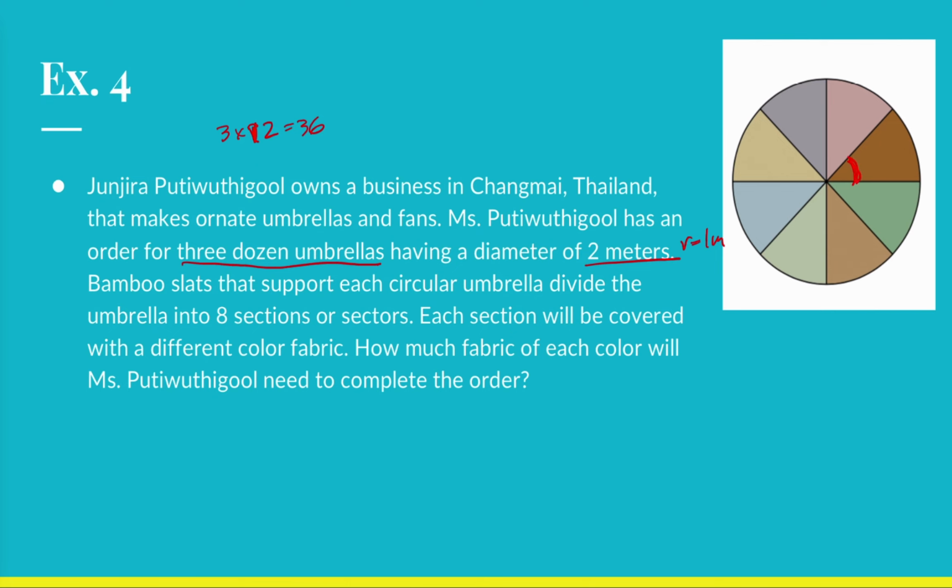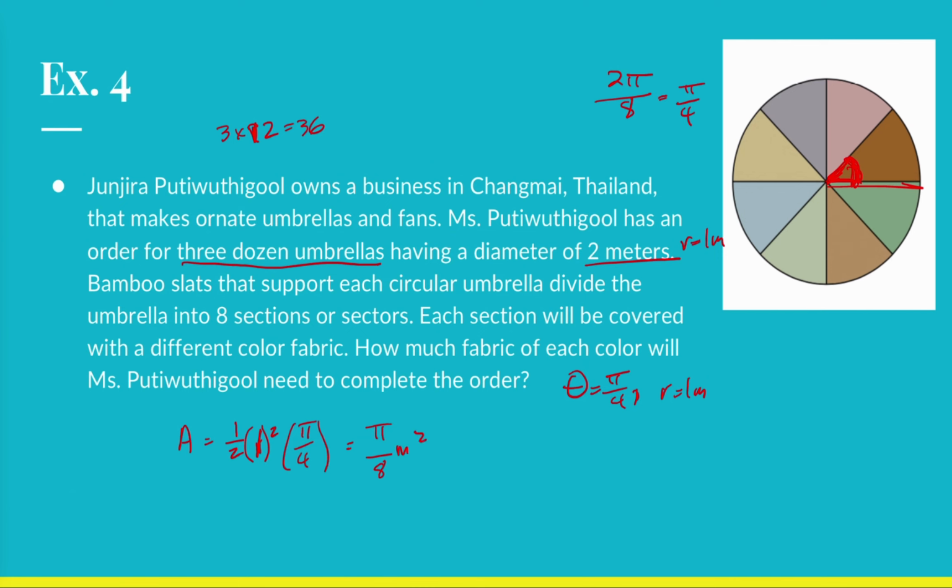So the angle that this is going to intercept is 2 pi for the whole thing divided into 8 parts, which is pi over 4. So the angle theta for just one of these sections is going to be pi over 4, and we know the radius is 1 meter. The area of one of these sections is 1/2 r squared theta, so 1 squared times pi over 4, which is going to be pi over 8 square meters.